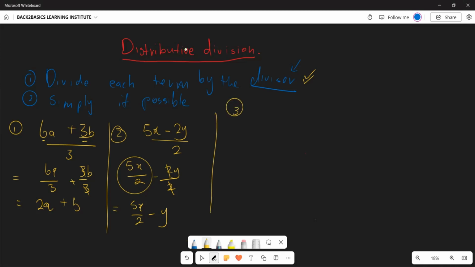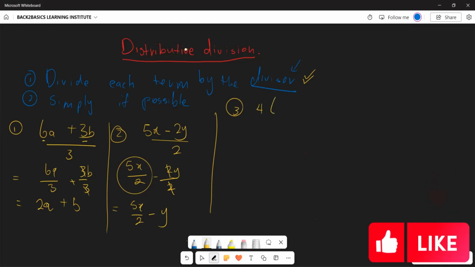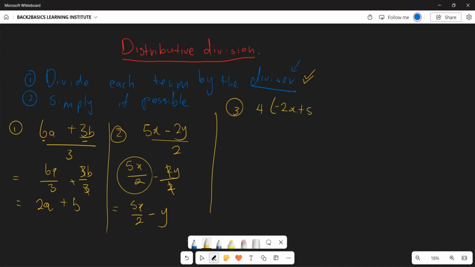Let's see what we have in example 3. Now in example 3, let's say you have 4 into (negative 2x plus 5c) divided by negative 5. Now, what is it that you are going to do here? This one is a little bit different from number 1 and number 2, which means you need to use a different technique. But luckily, we learned about the distributive law of multiplication. If you are not sure of that, please make sure that you check the video just before this one. You are going to find it.